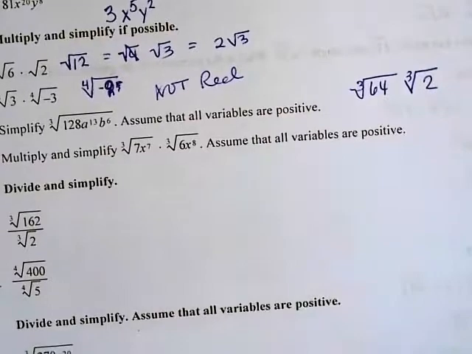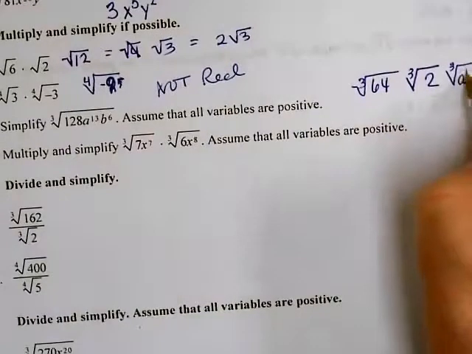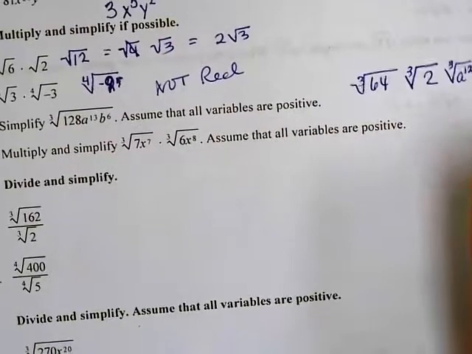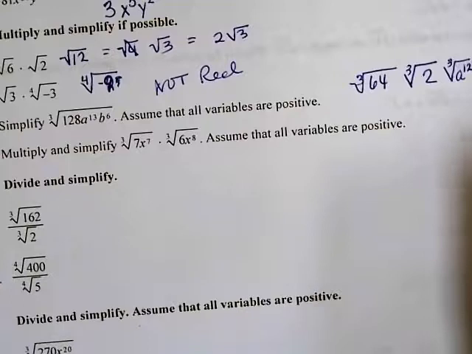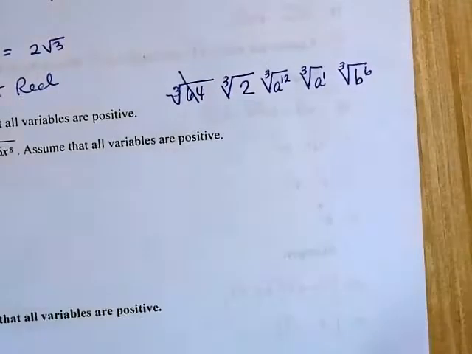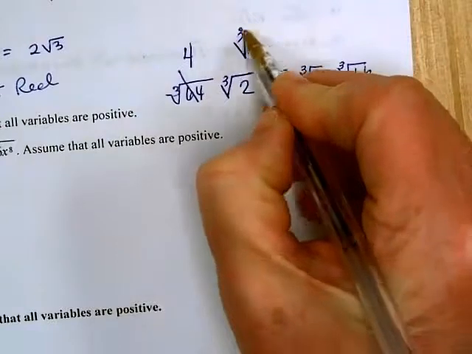Okay. A to the 13th. 13 is not divisible by 3, so I need to break it into parts, and I want the largest part possible that's divisible by 3. So that's a to the 12th and a to the 1st, and then b to the 6th. That's divisible by 3, so I'm okay there. So what is the answer to the cube root of 64? Okay. Does 2 have a cube root? So I'm going to leave it over here.